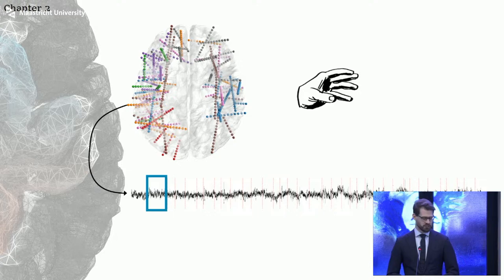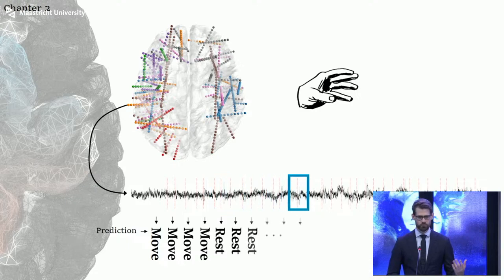And now we're going to make a prediction. So from this small part in blue, we make a prediction, and we say, well, this is movement. And then we slide the window a little bit over, and we make a next prediction. So we have move, move, move, rest, etc. So then we have a prediction of the whole time series. And now, because we made a prediction, we can compare this with what actually happened and see how well we did.